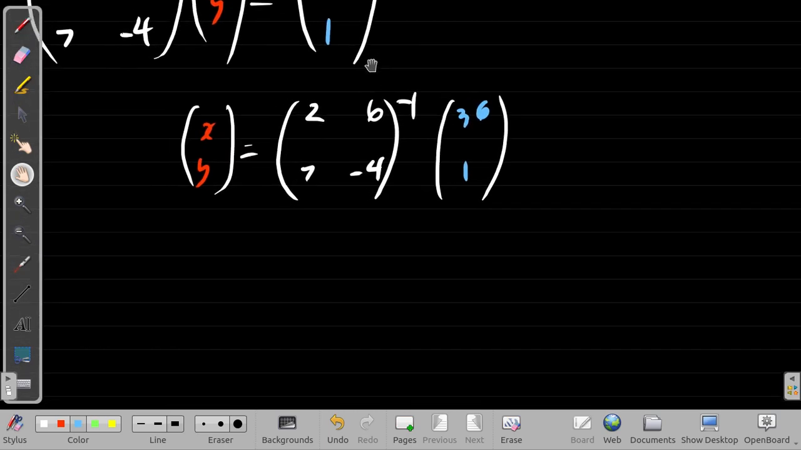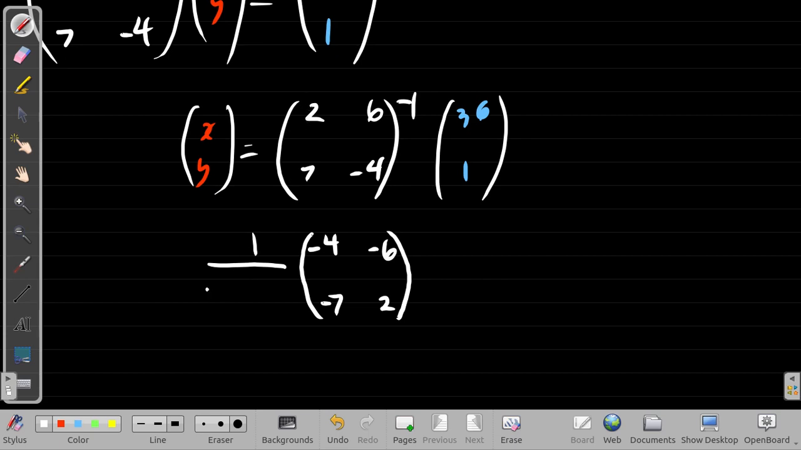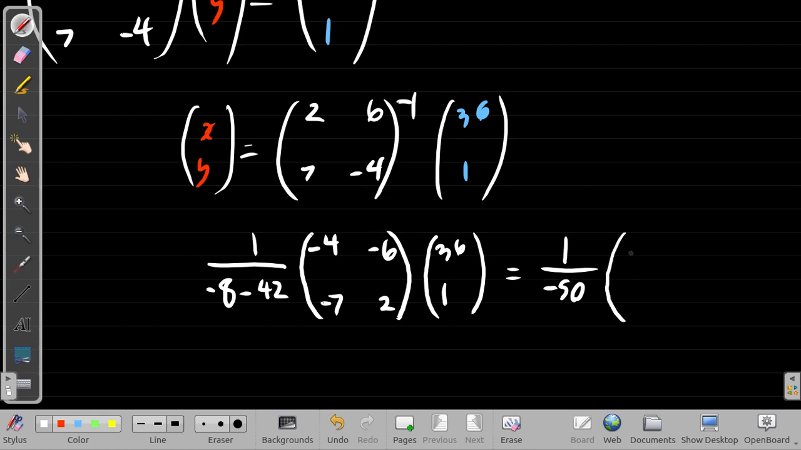The 2 and the negative 4 are going to switch places. Negative 4 comes up here, so 2 goes down here. Change the sign of 6 and 7. And it's 1 over ad: 2 by negative 4, negative 8, minus bc, 6 times 7, 42. Right? And you multiply that by 36, 1. You see that? So that's going to be 1 over negative 42 minus 8, that's negative 50, times negative 4, negative 6, negative 7, 2, multiplied by 36, 1.